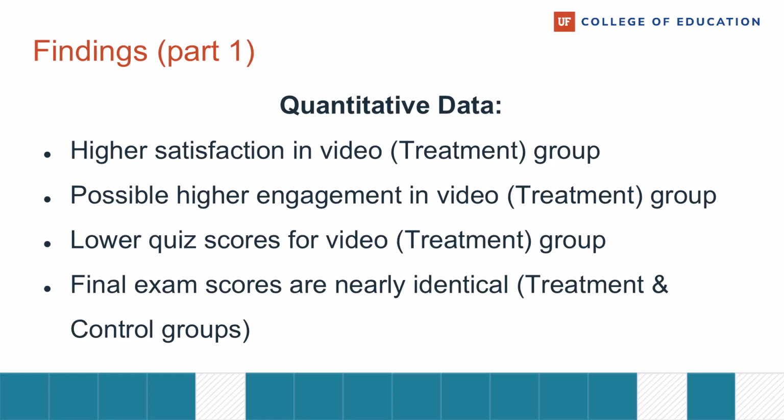My quantitative findings showed that overall course satisfaction with the online course was significantly higher in the video group. The treatment group had an average satisfaction score of 4.77 as compared to 4.22 in the control group. This difference was statistically significant and had a large effect size. Second, overall engagement was also higher in the video group, although it was not statistically significant as per the t-test.